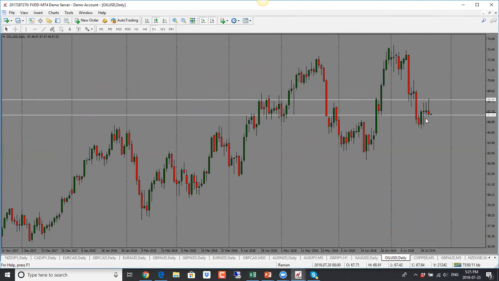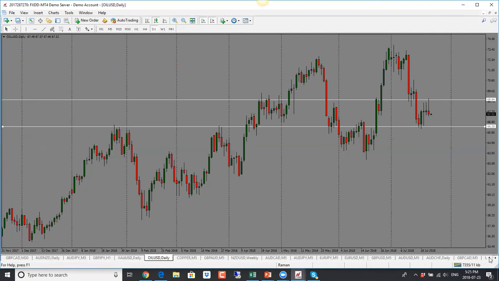Oil, that's a bearish candle close, nice pin bar, looking for price to drop. 66.38 will be the target for oil. So looking bearish. Let's take a look at Bitcoin.